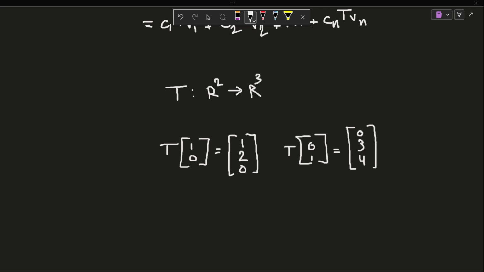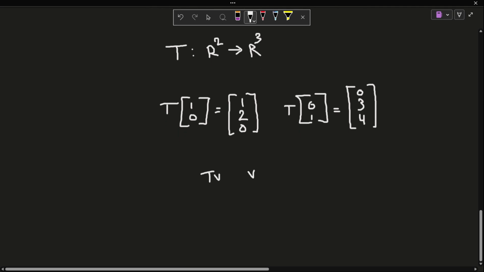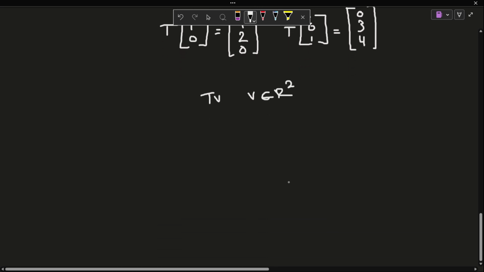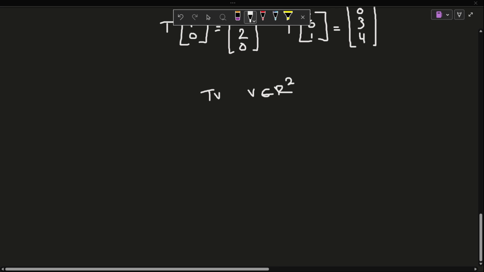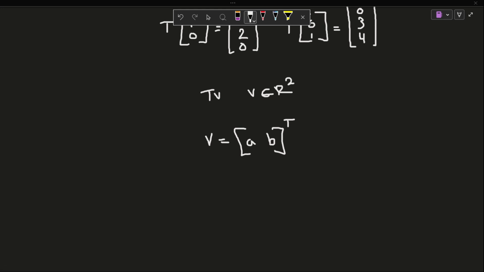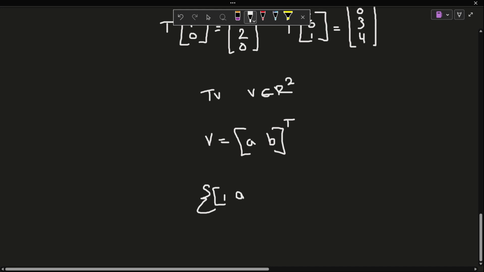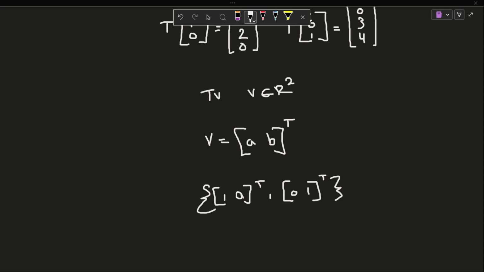And so we need to determine T of V for any vector V that belongs to R2. Well, if V belongs to R2, then V equals (a, b), transposed to make it a column vector, for some choice of real numbers a and b, right? So the set of (1, 0) transposed, and then also the second one (0, 1) transposed. Well, this is the standard basis, right?